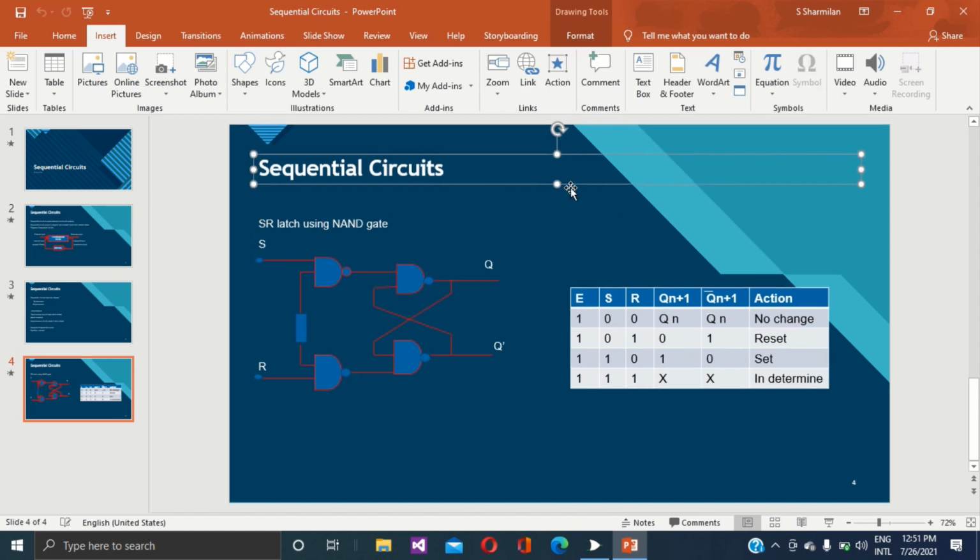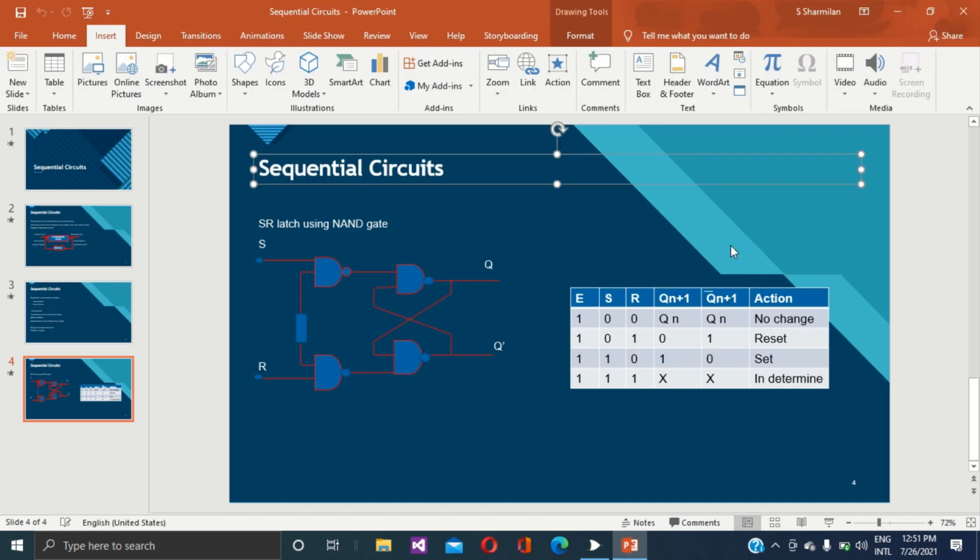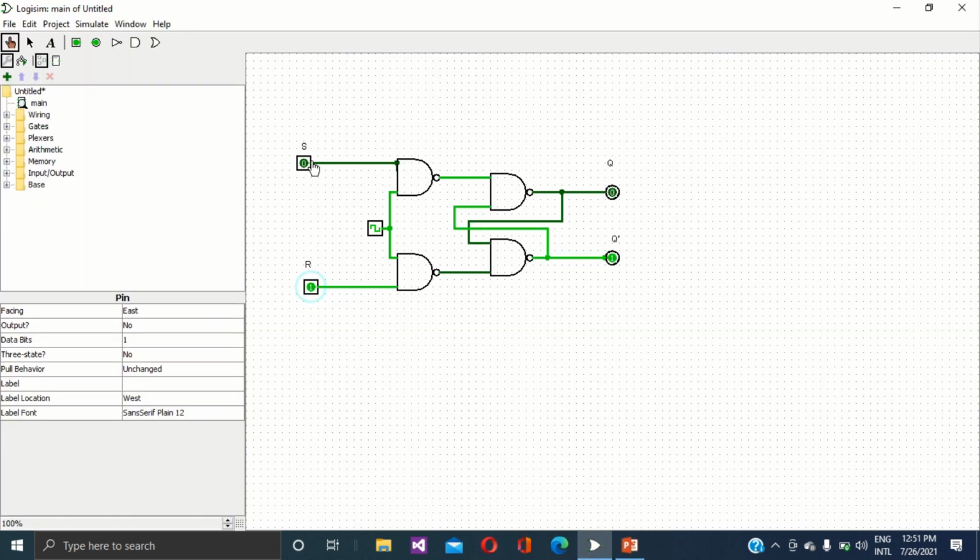Now I am going to implement my SR latch. This is my SR latch. First I am going to check these conditions. S equals 0, R equals 1. I am going to change S equals 0, R equals 1. Here there is no change. Earlier in state, here no change. That means Q and Q bar do not change for S equals 0 and R equals 0.